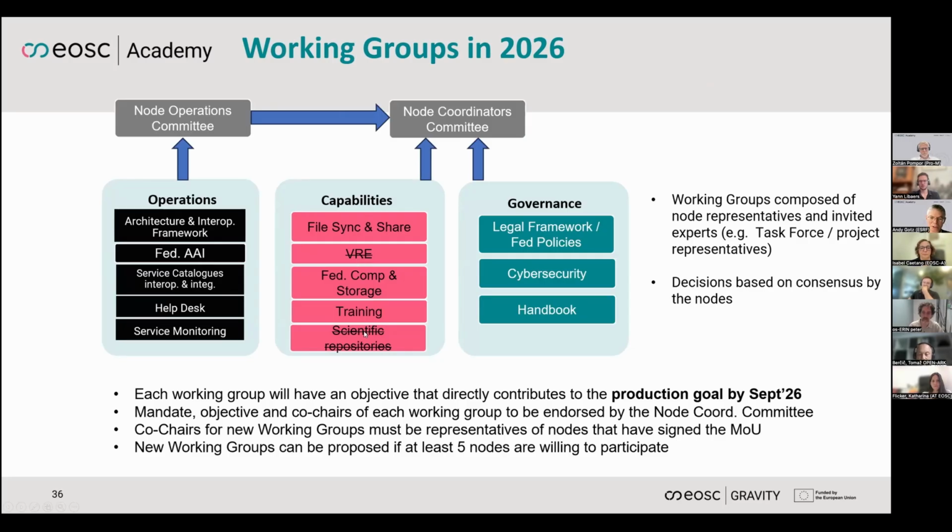Then 2 of them are crossed out because they're not populated yet at the moment, so they will come up at a later stage. And new working groups can, of course, be proposed. All we need is a mandate, a chair and a co-chair, and at least 5 nodes that are willing to work on this.